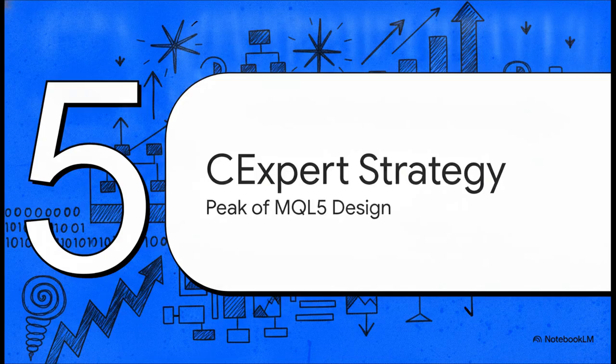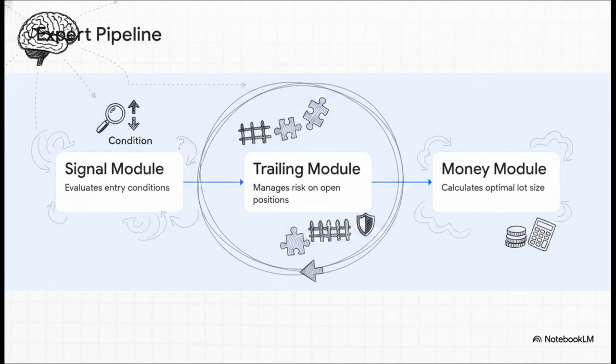Finally, we arrive at Section 5, the CExpert Strategy Framework, which is really the absolute peak of MQL5 design. Let's move to this next concept and see how this all builds together. We are now at the final stage of our evolutionary arc here. The CExpert base class basically acts as the master controller, or the brain, delegating tasks to strictly isolated decoupled modules.